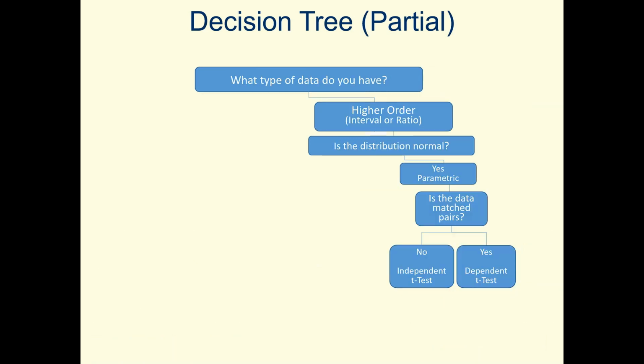The final pathway through the decision tree is based on us having higher order data that's normally distributed, and then we're still presented with the same question: is the data matched pairs or not? But we have two different tests as an outcome. The examples here would be exactly the same as what we'd seen before. The independent t-test would be test information that came from two different classes, where we were looking at their grade performance, and the matched pairs dependent t-test would be data from the same students at key points throughout the term.